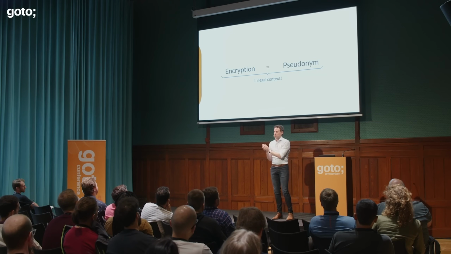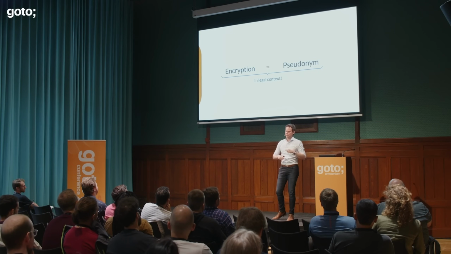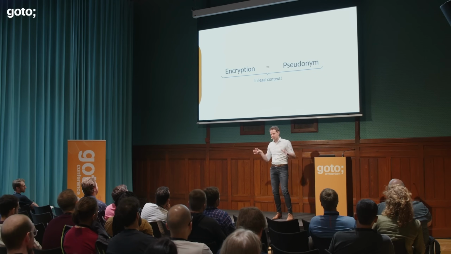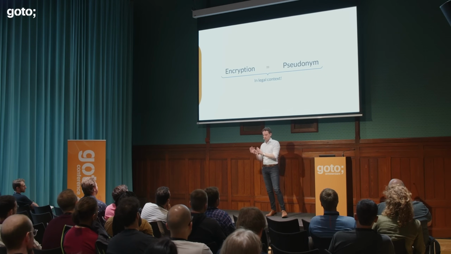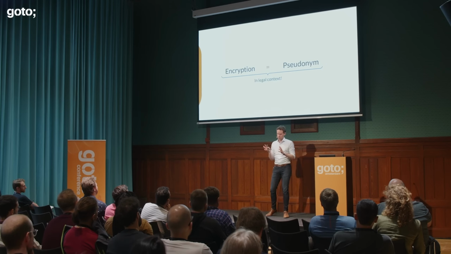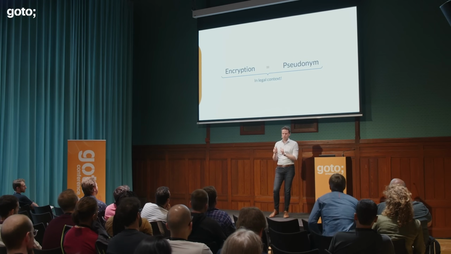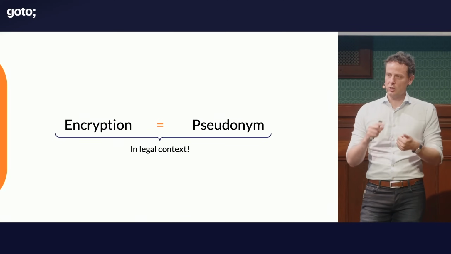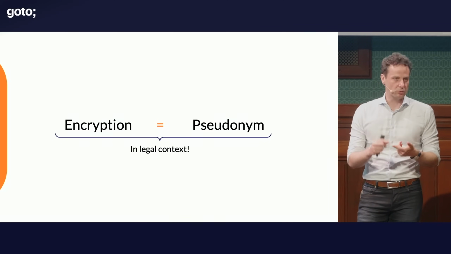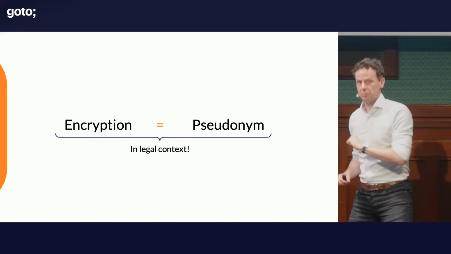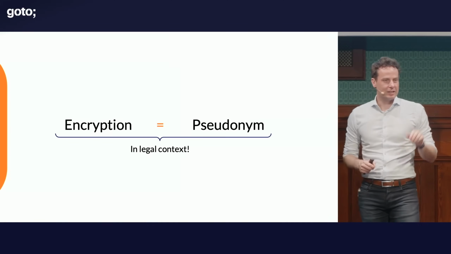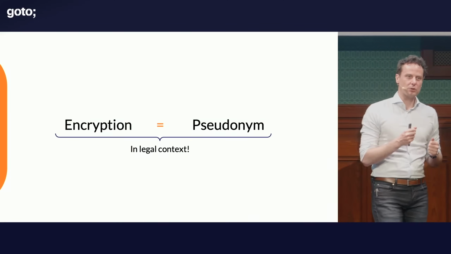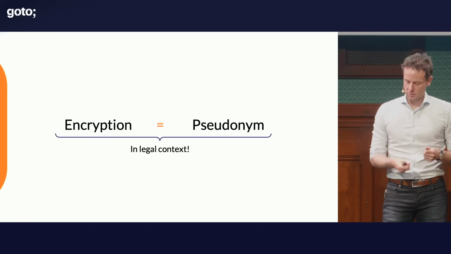Where maybe you and I would think of pseudonymization as just removing some identifiers. But no, for legal people, that is not the same. So encryption is still a pseudonym, is personal information, so you have to have consent or a ground to be able to use it. However, the cool thing is that this kind of technology is a very good way to limit the risk.